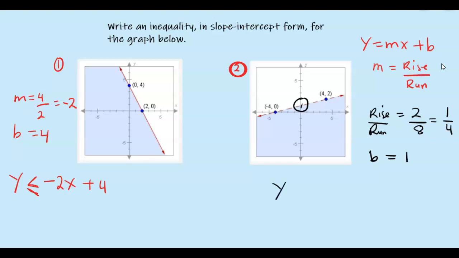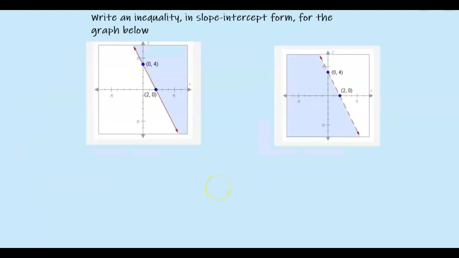We leave a space. We don't know which inequality we are going to put in there for now, but the slope is 1/4x and it's plus 1. Now we realize that the shaded portion is below. It's below here. We're going to use less than, and it's using a dashed line, so it's just less than.